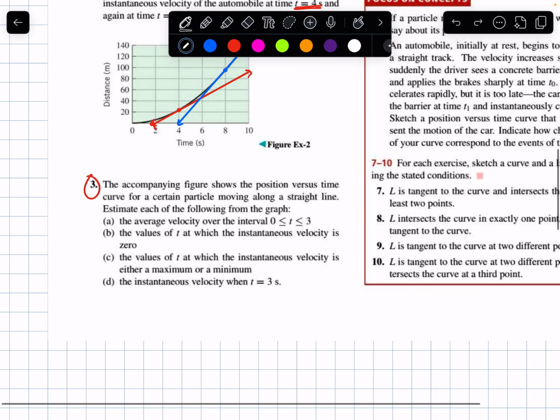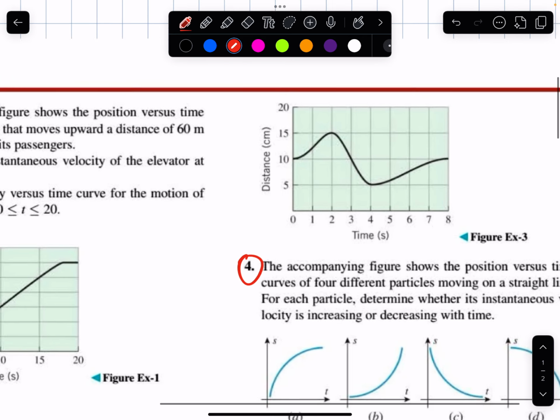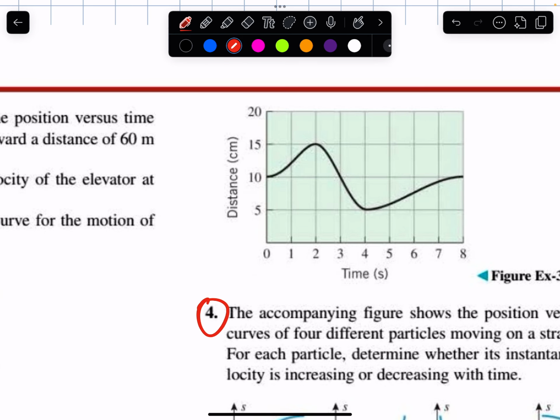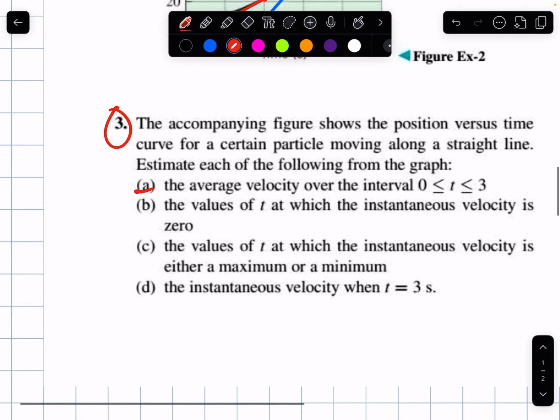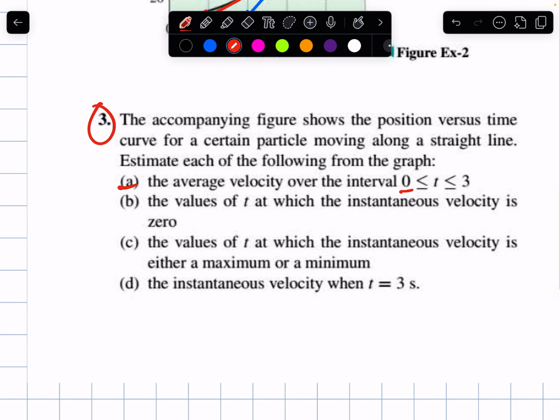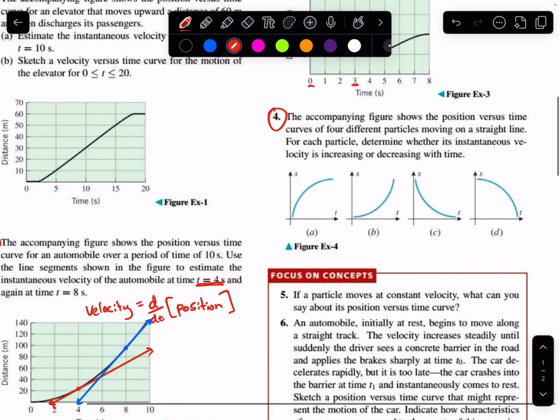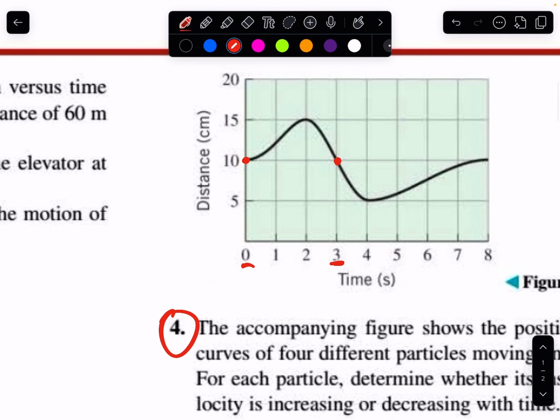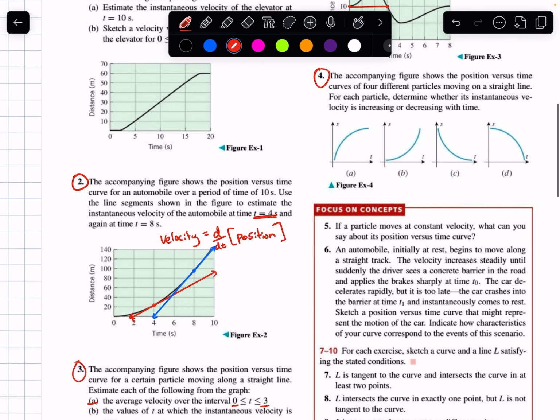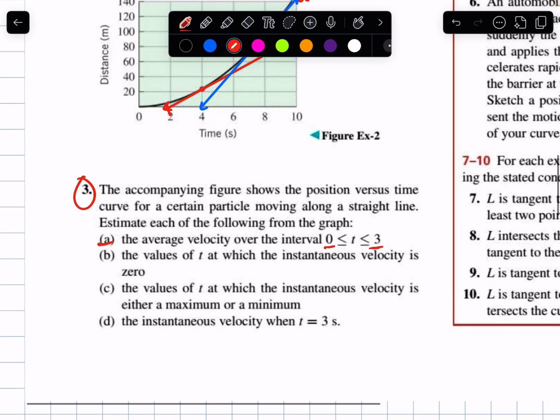All right. And then for 3, this one says the accompanying figure shows the position versus time curve. So for the first part, you're looking for the average velocity over the interval 0 to 3. How you solve the average velocity problems is you want to put a point on the graph at time equals 0 and a point on the graph at time equals 3. Because if you look back here, that's what we're looking for, in between 0 and 3. And then we're just going to draw a line connecting these 2 points and take the slope of this line. That will be the answer for part A, the average velocity.